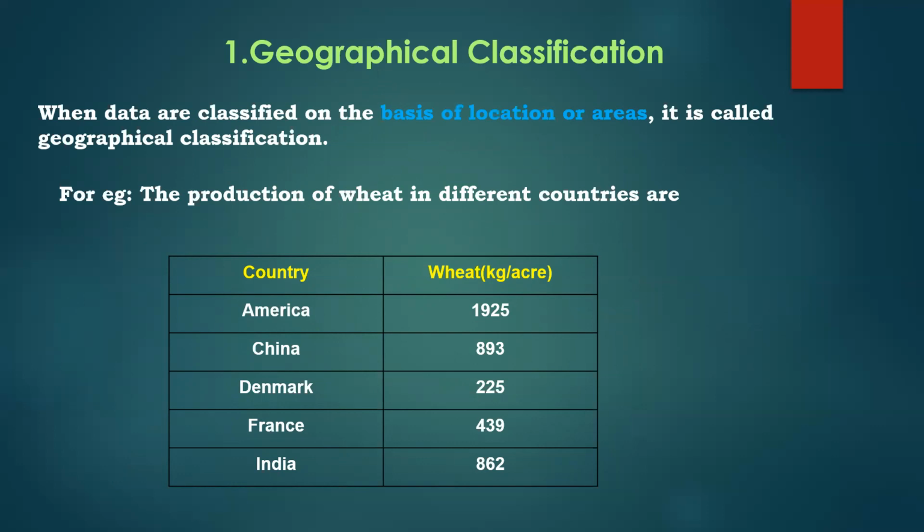For example, the production of wheat in different countries is listed below. The countries' names are in the first column, and in the second column I have given the production of wheat per acre in kilograms. So the first column refers to the countries, for example, America, China, Denmark, France, and India, and the production is given in the second column. Like in America, it is 1925. In China, it is 893.